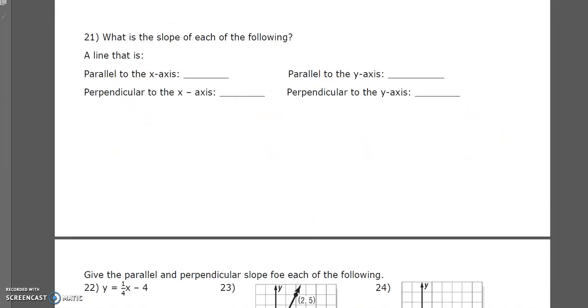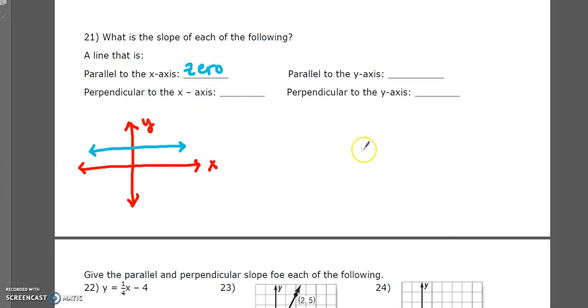Okay, 21 said, what is the slope of each of the following? A line that is parallel to the x-axis. So again, let me draw a couple of graphs so we have a visual. This is my x, this is my y. So if I want a line that is parallel to the x, so here's my x, parallel means it's going to look like this. So what kind of slope was that just a minute ago? We talked about it, and it's going to be a slope of 0.